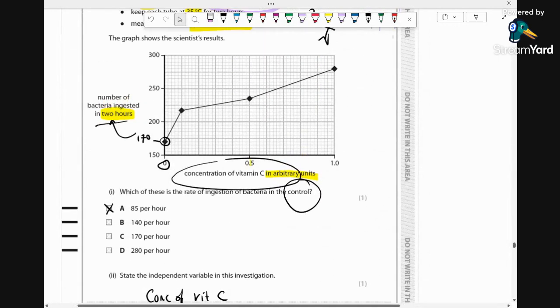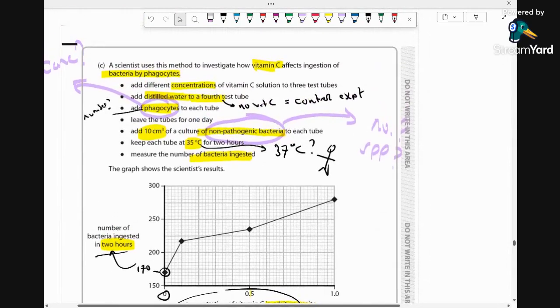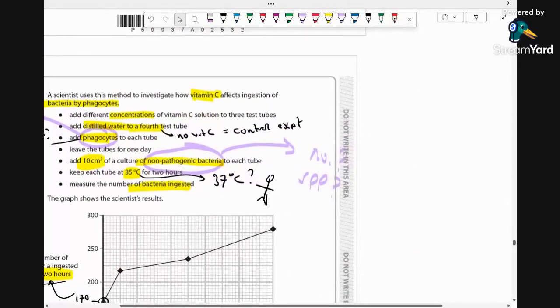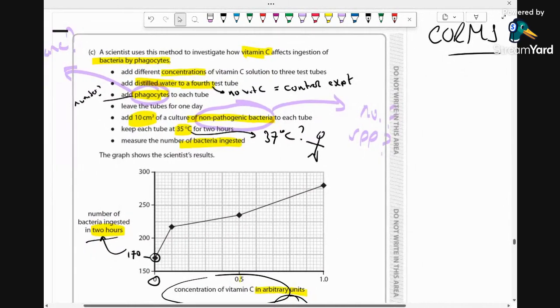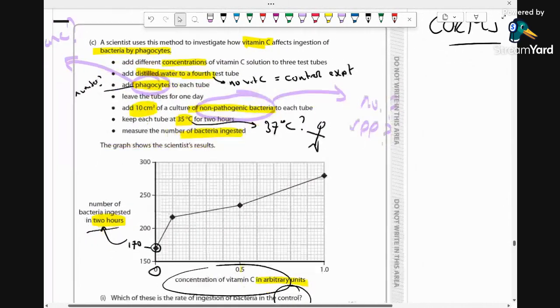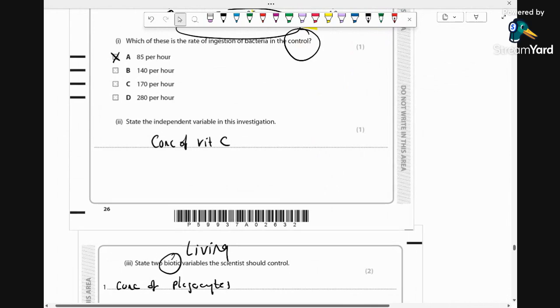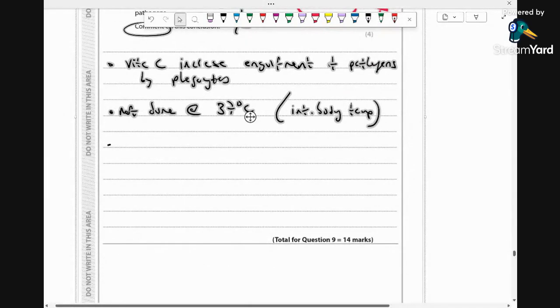Were there any repeats? So actually, it would help you if you think about CORMS, actually, here. If you were designing the experiment, have they ticked off everything with CORMS? Well, no, they haven't, because they haven't repeated it. So no repeats.